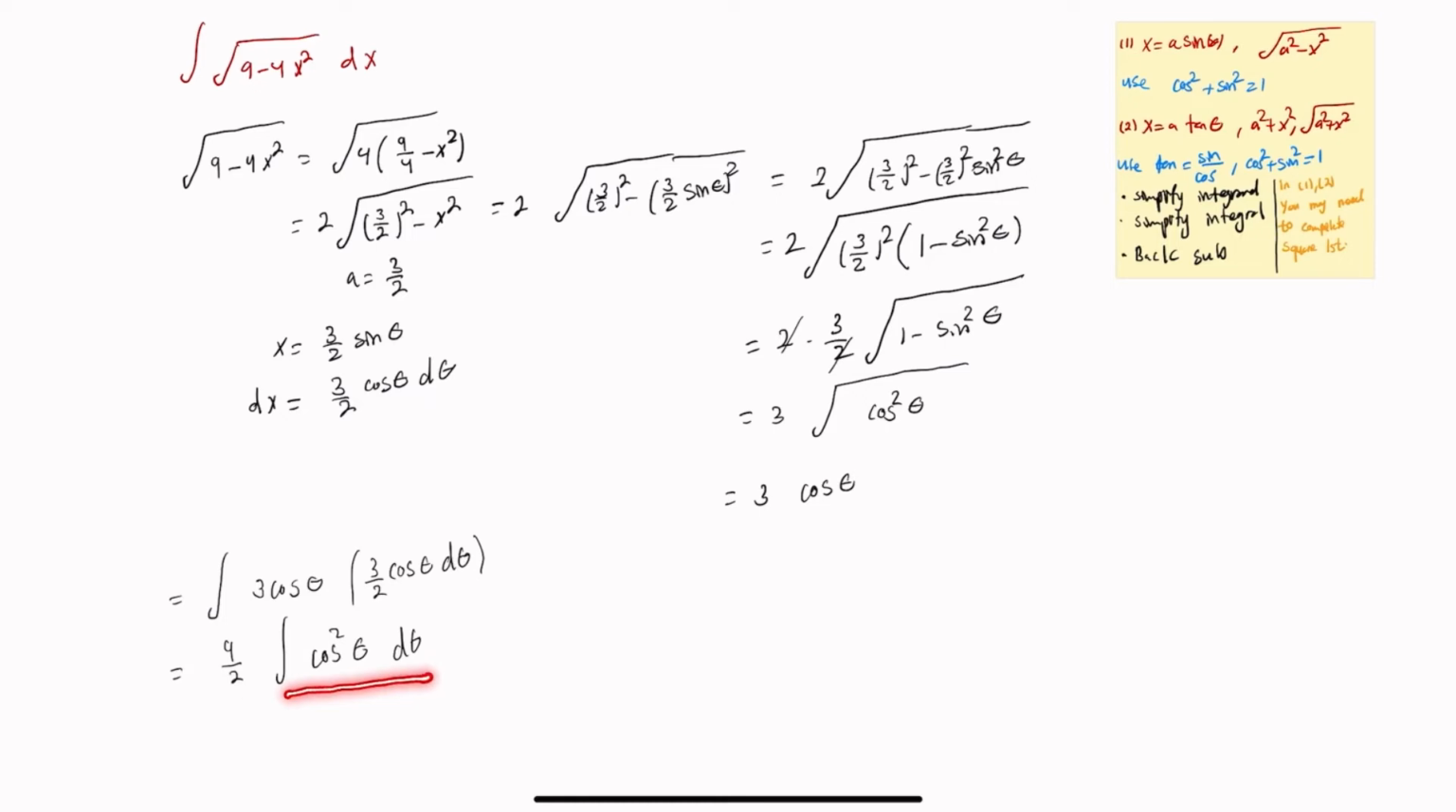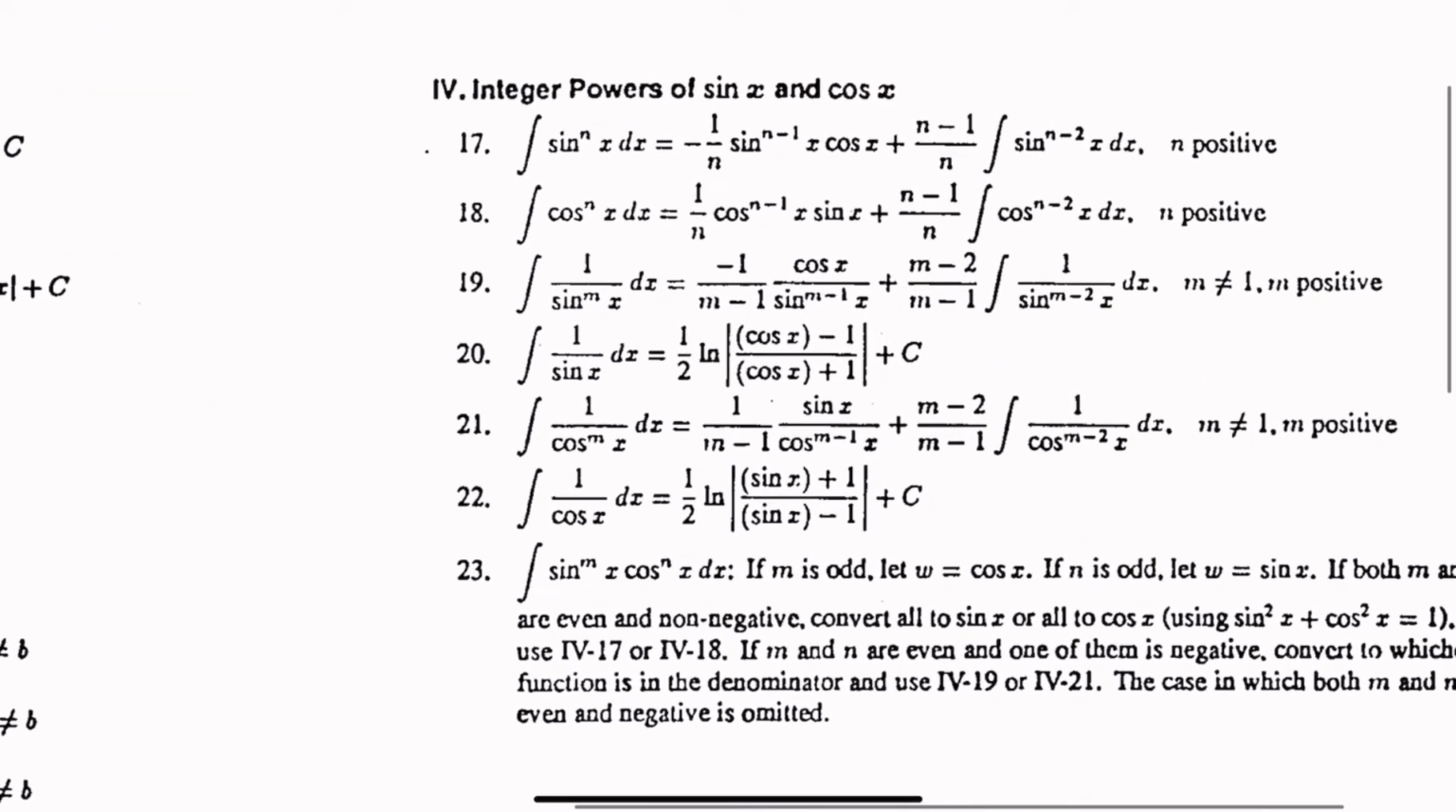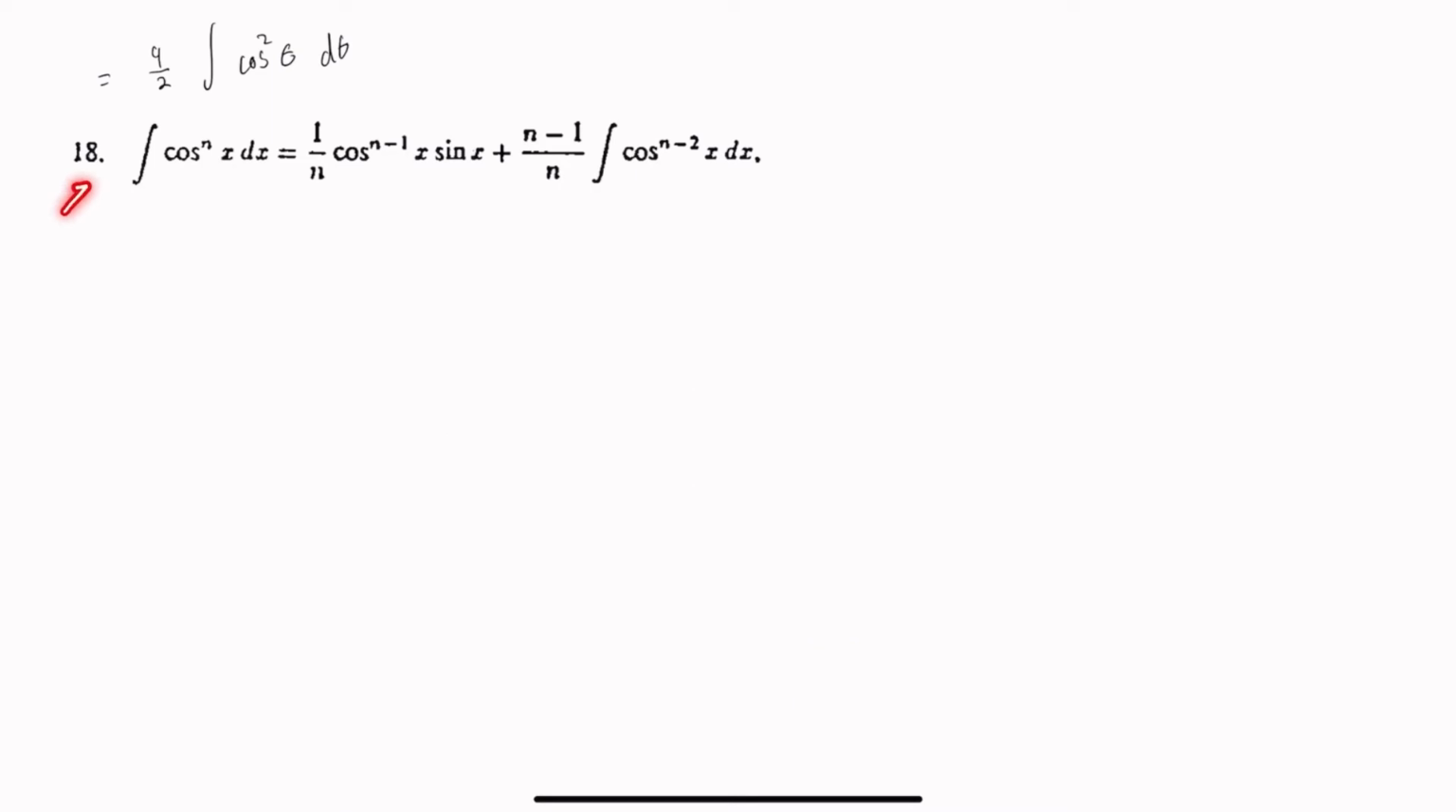To find this integral, we're going to go back to the table of integration. This is the table of integration. We're going to go to integer powers of sine of x and cosine of x, and then we're going to use number 18 to find the integral of cosine squared of x dx. So this is number 18. Notice n is equal to 2.